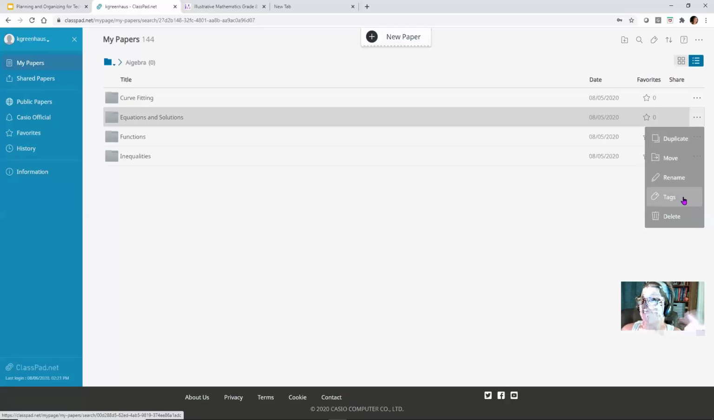If you forgot to add tags, and I'm going to talk about that in just a second, tags are really important. Or if you decided that's a stupid thing, I didn't need it at all, you can hit delete. But if you delete a folder, it deletes everything that's in the folder, so be careful about that.